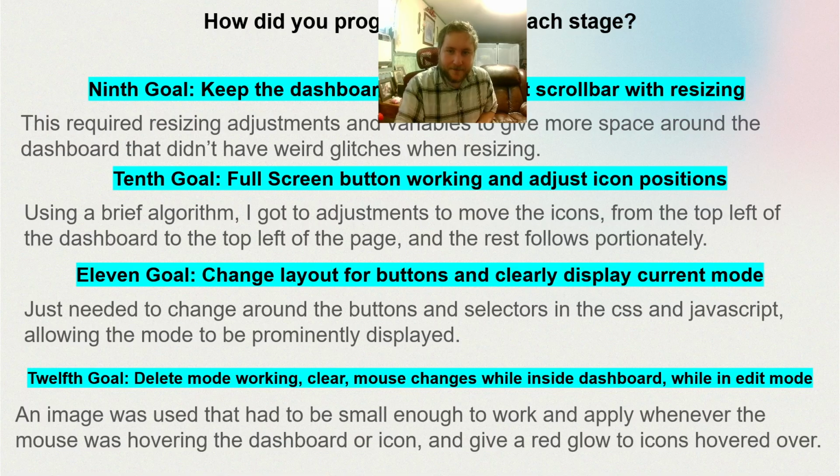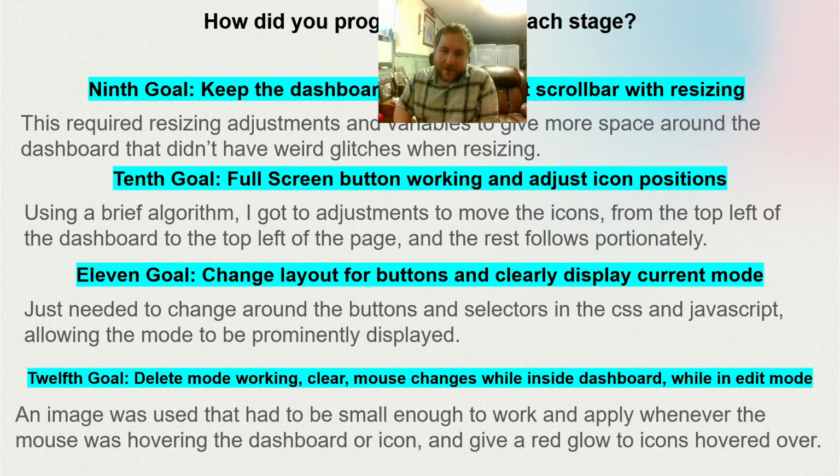Full screen button working. That was just hiding the sidebar and the top bar and keeping the full screen button there. The biggest thing was I came up with a formula for adjusting the icons that takes the top leftmost element and moves it to the left, and all other elements move very slightly accordingly and space out evenly once it's adjusted. The bottom right stays in the bottom right, and the top left in the dashboard section moves to the top left of the screen, and everything adjusted accordingly.